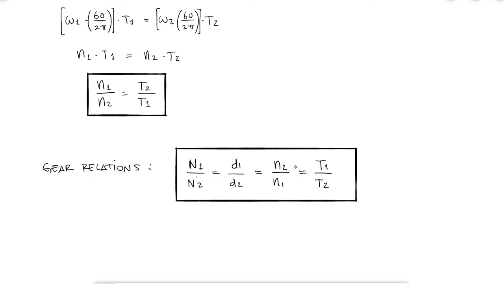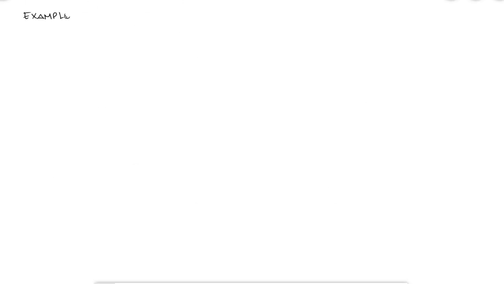If there is a loss in power, we introduce the efficiency eta into the last relationship, a fraction between 0 and 1, but we'll talk more about that later.